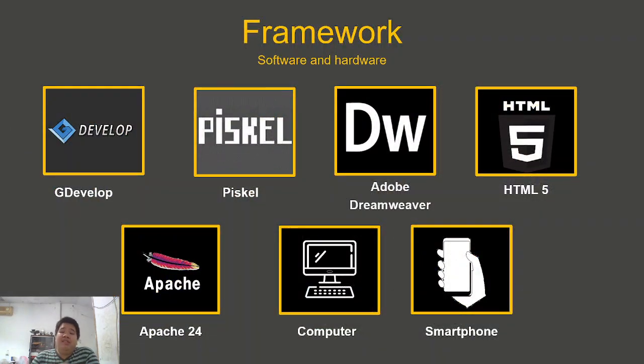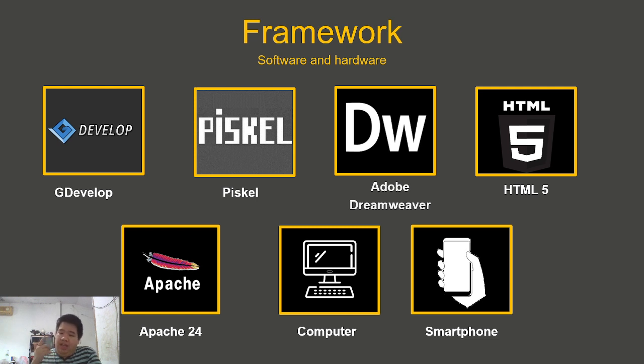Now, these are the software and hardware I have to work with. First up is GDevelop. GDevelop is a game engine, and a game engine is basically a program that helps you create video games. Next up is Piskel. Piskel is an art and animation program used to create art and animation for my game. Next up, Dreamweaver. Dreamweaver is a web design program. I use this to make a website to put my game on.